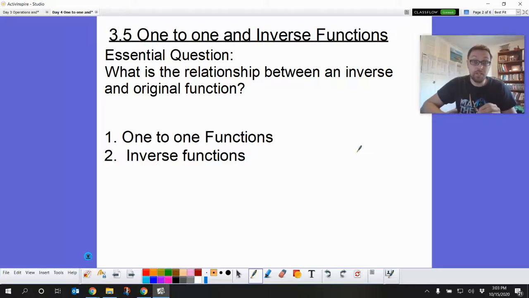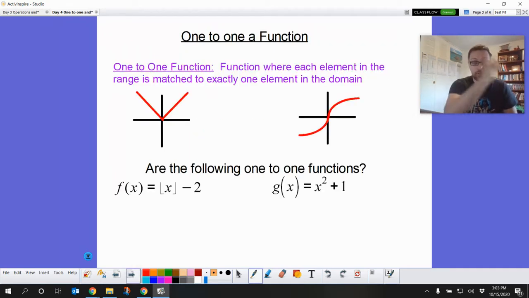All right, final section of chapter 3, one-to-one and inverse functions. So there's a particular type of function that is cooler than any other functions. They are one-to-one, and if you are one-to-one, you're super cool and you get an inverse. A regular function, you put one in, you get one out. A one-to-one function is that thing that you got out, there's only one way to get that thing.